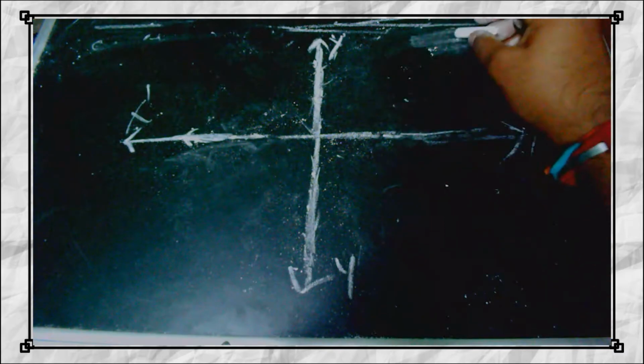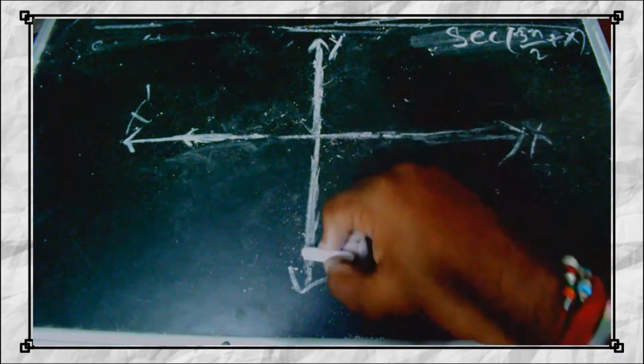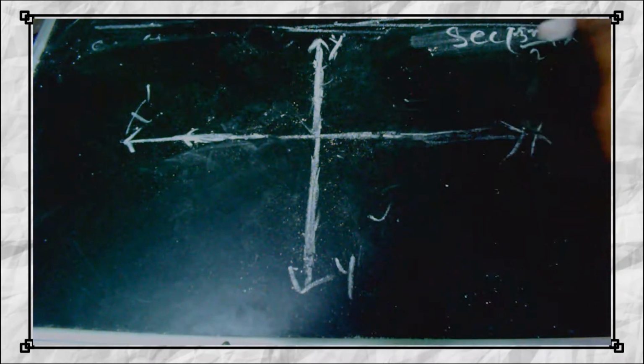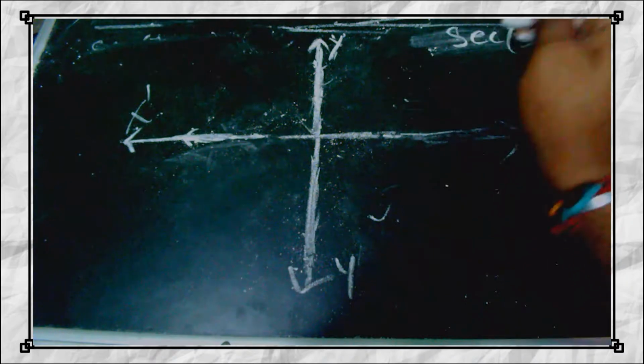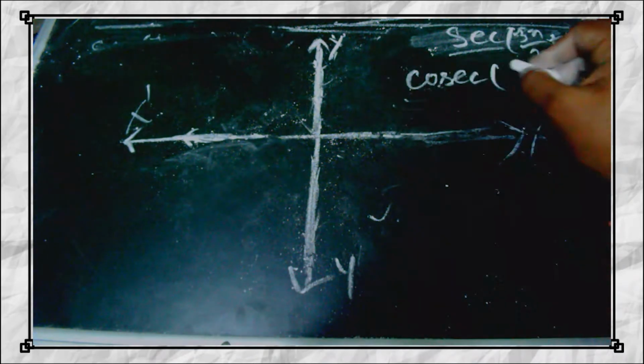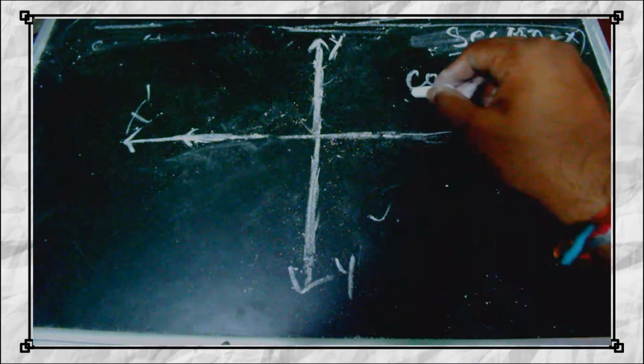Now let's calculate the value of sec of 3 pi by 2 plus x. 3 pi by 2 is here and x is in the fourth quadrant, so sec is positive in the fourth quadrant, so the sign will be positive as usual and the ratio sec will be changed to cosec and the value of angle will be x. So sec of 3 pi by 2 plus x is cosec x.